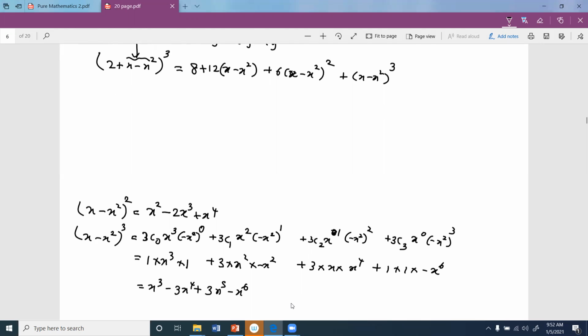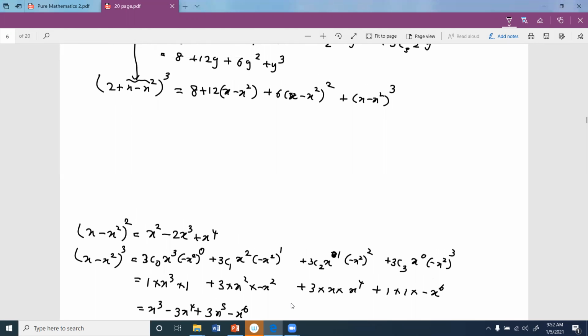Now you can replace with these things. Let's replace: 8 plus 12 times (x minus x squared) plus 6 times (x squared minus 2x cubed plus x to the power 4) plus this part, which is x to the power 3 and so on. I just write it with brackets, so it's easier to understand where it came from. Then we'll do the expansion for them.